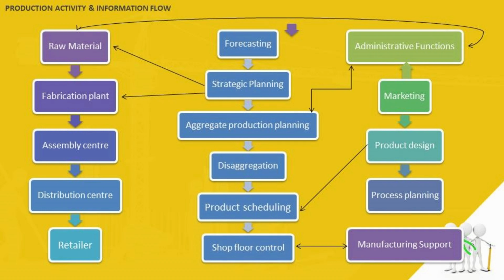Then the administrative functions like the purchasing, payroll, finance and accounting, these all are directly related with the aggregate production planning. And last but not the least, the shop floor control is directly related with the manufacturing support. So these three factions, the product flow, decision hierarchy and the support function, completely integrate into the production activity and the information flows.